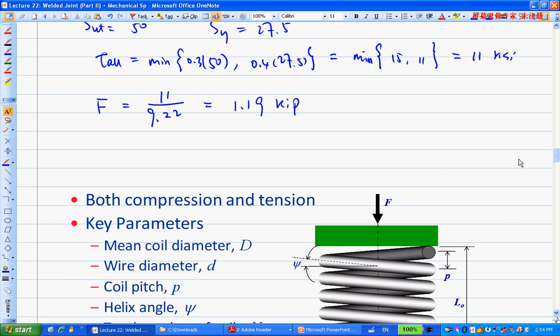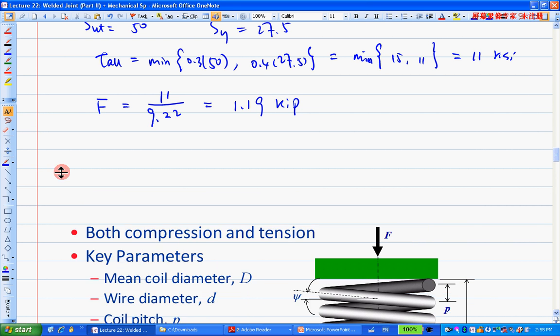So any questions? All good? So that's basically the kind of question for the weld, okay, for the welded joints. If we don't have a question, I have one more topic to cover, which is the spring. Okay, mechanical spring.